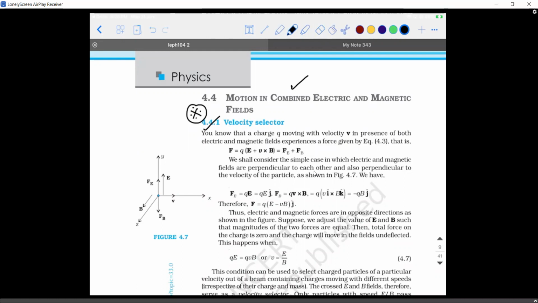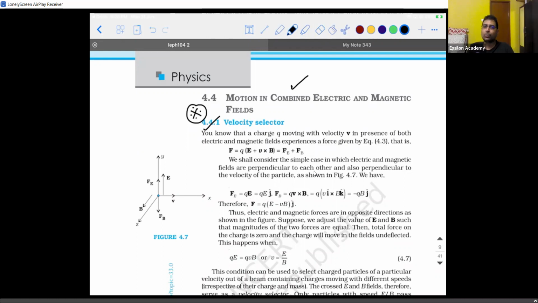A charged particle moves in a circular path. What if it is projected at some angle? It is going to move in a helical path. This is what I told. That is purely with respect to the magnetic field.